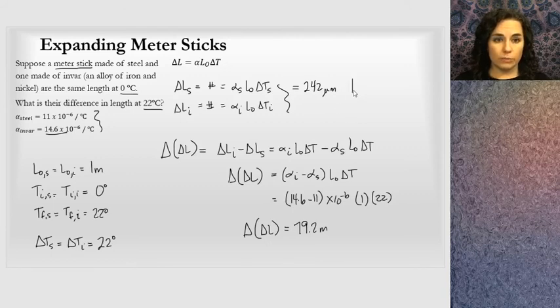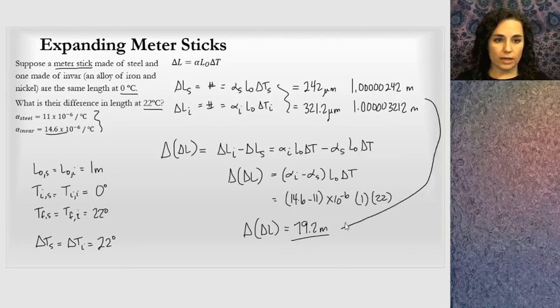So in the end, it'll be 1.000000242 meters. That's how long it would be. And you could calculate this number. And you can see why I went ahead and just did it this way rather than calculating the two numbers separately. The expansion here is 321.2 micrometers. This is 10 to the negative 6. So the new length of the Invar meter stick is going to be this. And when I subtract these two, I get this value.